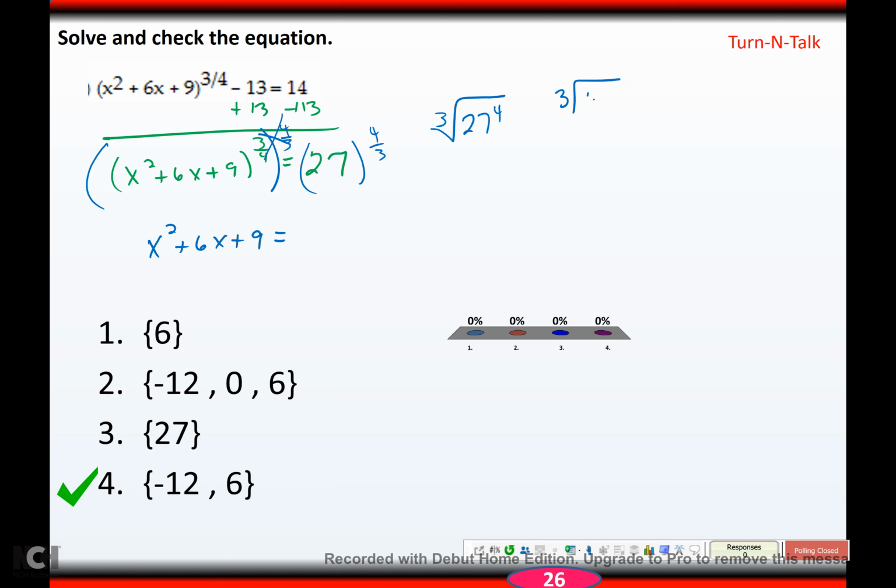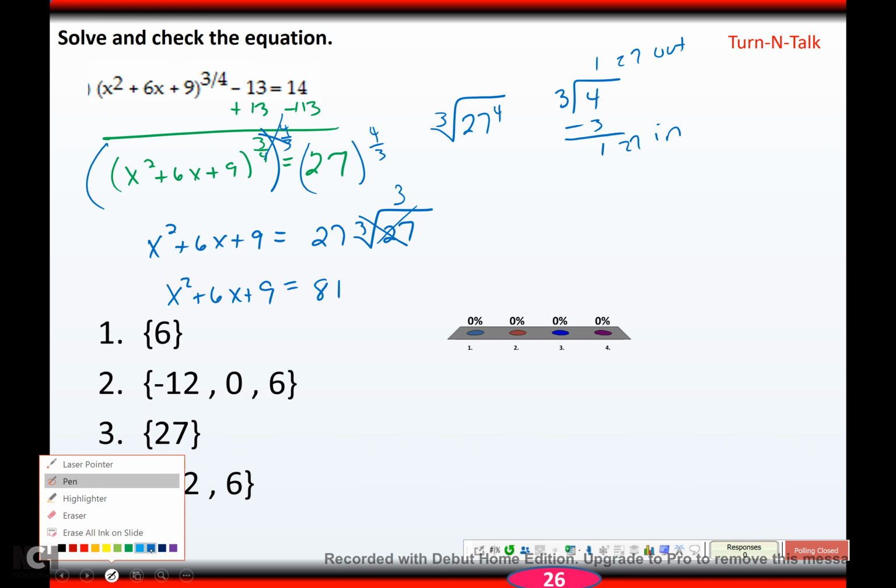3 goes into 4 one whole time. Take away 3 leaves 1. So 27 is out and 27 is in. So this is going to be 27 cube roots of 27. But the cube root of 27 is 3, and 27 times 3 is 81. So now I can solve this.